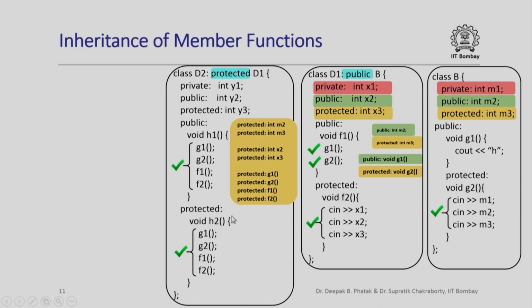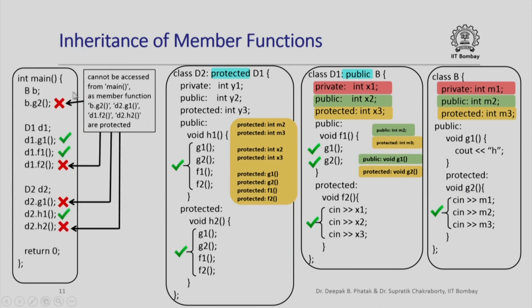And here is the definition of a protected member function of D2 in which I am trying to access G1, G2, F1, F2, but we have just seen that all of these can be accessed from within the class D2, so this is also fine. And now here is a main program in which I have declared some objects, small b of class capital B, small d1 of class capital D1 and small d2 of class capital D2, and I am trying to access different member functions of these classes. So let us see which one of these will be allowed and which will not be allowed.